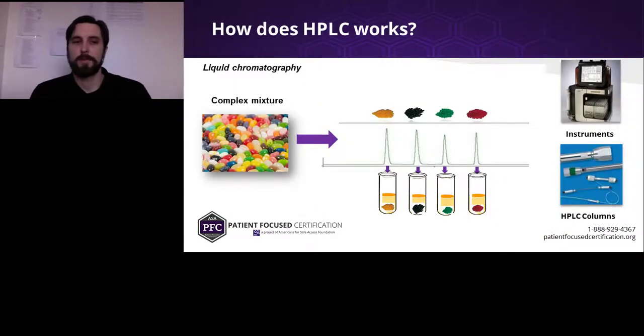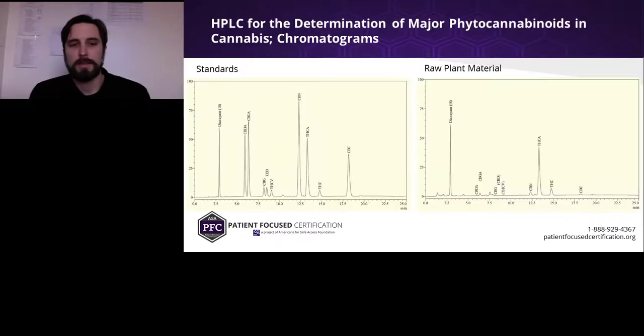And in case you didn't know, HPLC basically works by taking a complex mixture and separating it out into its individual components. So on the right, we have an example of a flash chromatography machine, the instrument, as well as the columns. And the add-ons and ancillary pieces can make a big difference in what you're determining. And so to give you an example, this is an HPLC for major cannabinoids.